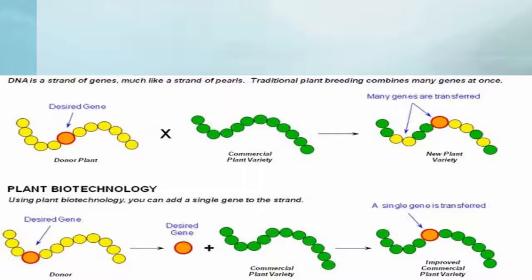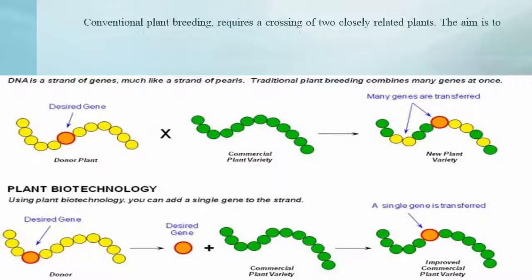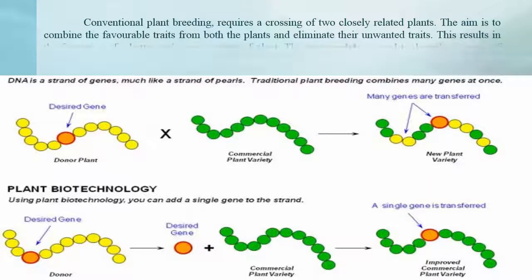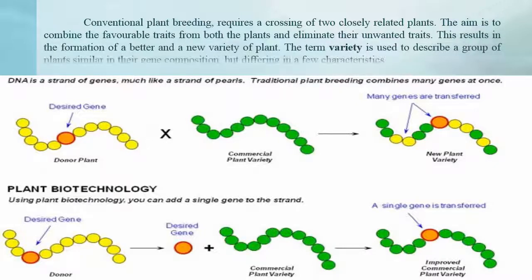Conventional plant breeding requires a crossing of two closely related plants. The aim is to combine the favorable traits from both the plants and eliminate their unwanted traits. This results in the formation of a better and a new variety of plant. The term variety is used to describe a group of plants similar in their gene composition but differing in a few characteristics.